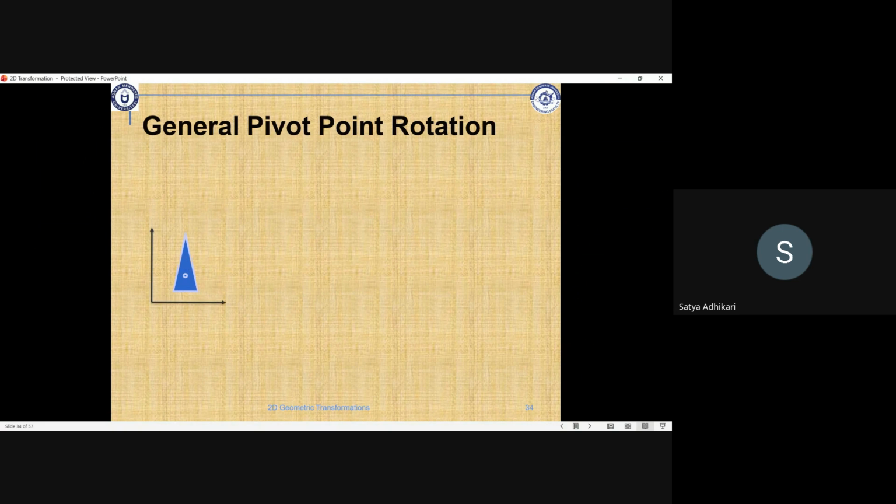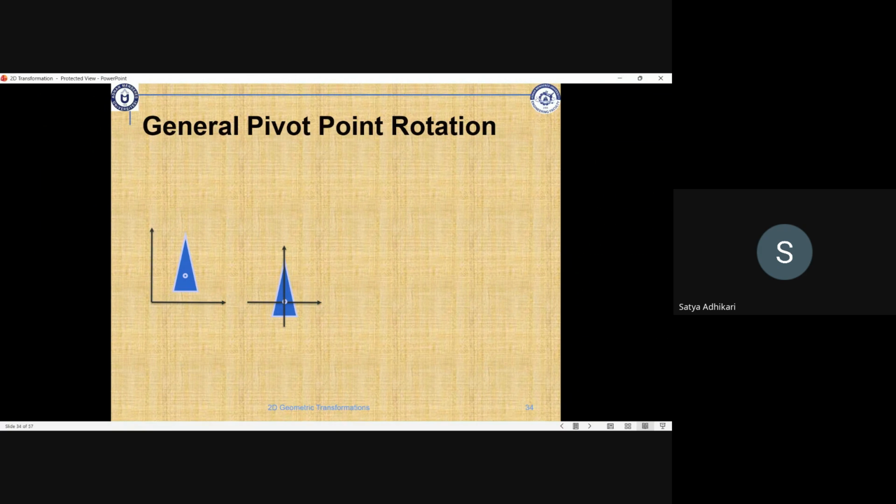You see, general pivot point rotation. There is a rotation, and there is a pivot point, which is marked as a white point. Is it visible? I want to rotate that object with respect to that point, either clockwise or anti-clockwise, depending upon the sign of theta.